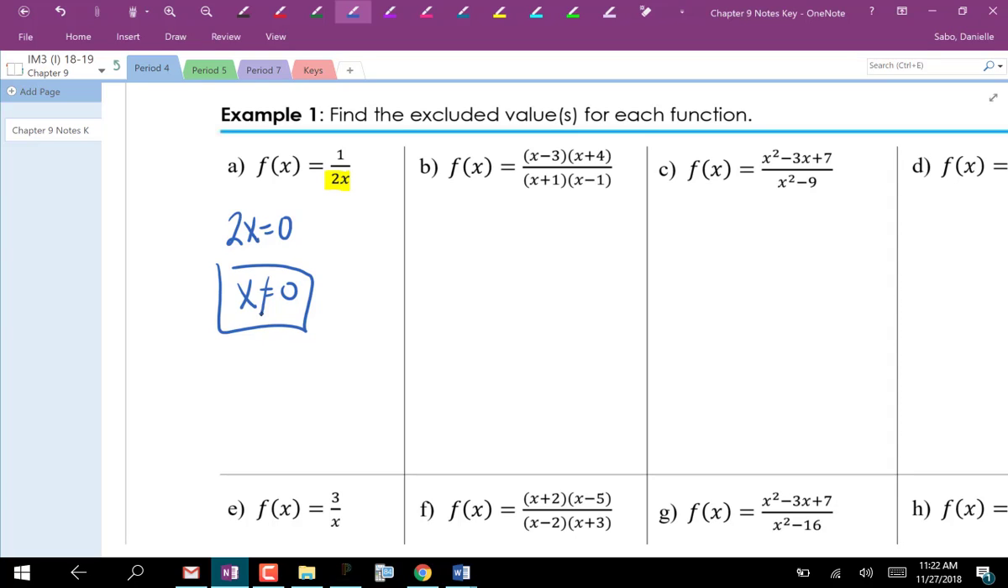Okay, so if it helps you to highlight one of them, so that you know that's where it came from. On this next one, it's that simple. It's that easy when you're trying to find the excluded values.